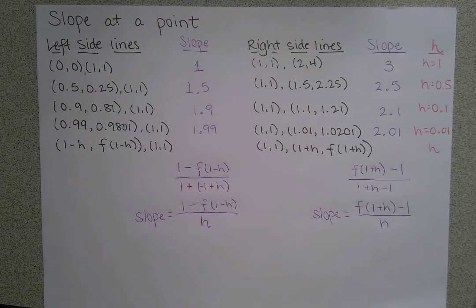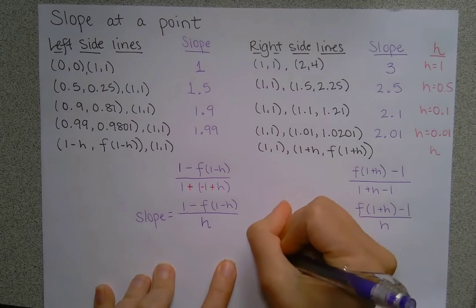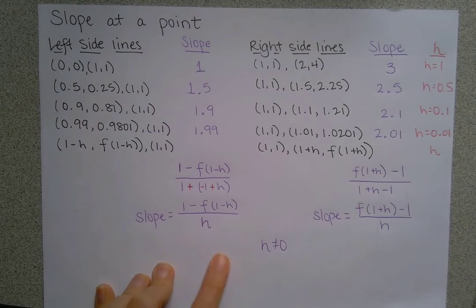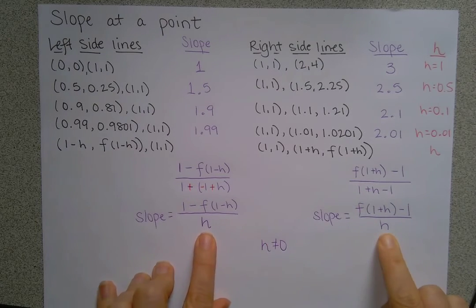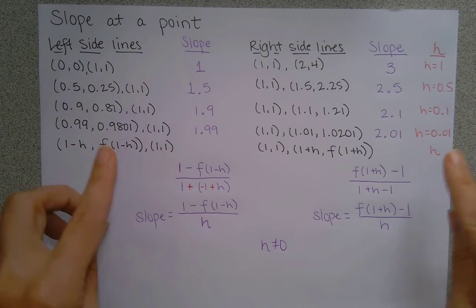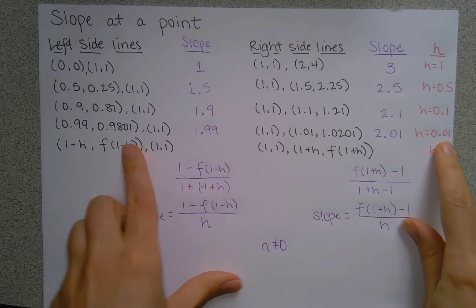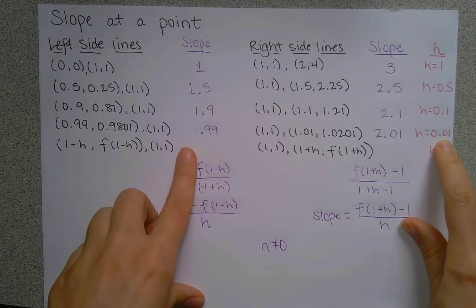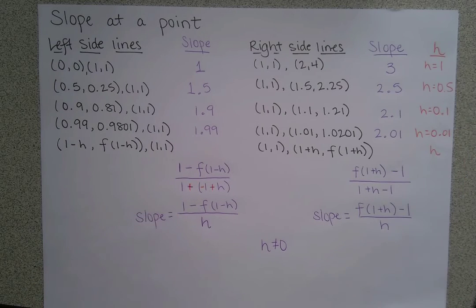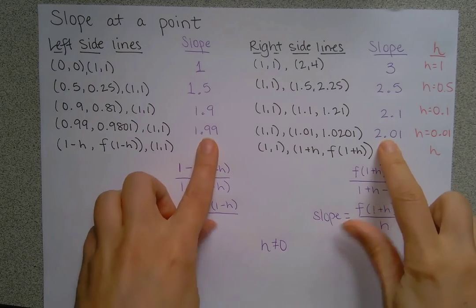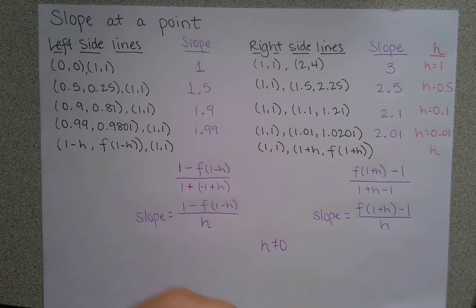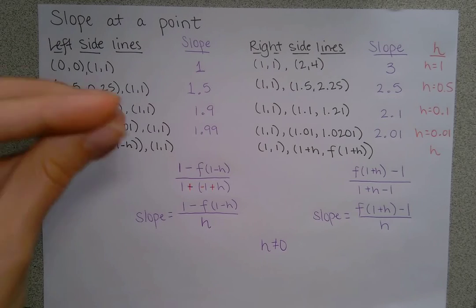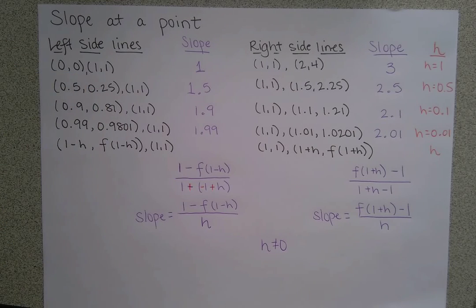Now, the thing we have to remember, though, is that here we have h in the denominator. h cannot equal 0, because then we would be dividing by 0. So we can make h really, really small. And even here, it's not even all that small, 0.01. But you saw by zooming in, we're making it smaller and smaller. And these two slopes on either side are merging. They're getting closer and closer to 2. But again, we can't totally get there because we can't make h 0.